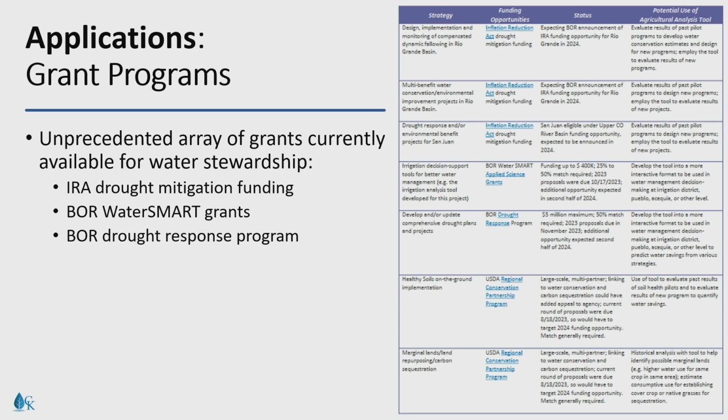Which brings us to the next phase of our research, which was really to get a catalog of available grant programs. And as we all probably know, there's this unprecedented array of grant dollars available out there right now, from the IRA drought mitigation funding, from WaterSMART grants, and drought response programs. And so what we did is we built this table that summarizes what's the funding opportunity, where is it coming from, what types of things does this fund, and then how might you use OpenET data to either apply for a grant program or to document water savings through time. And this is a table that was put into our final report.